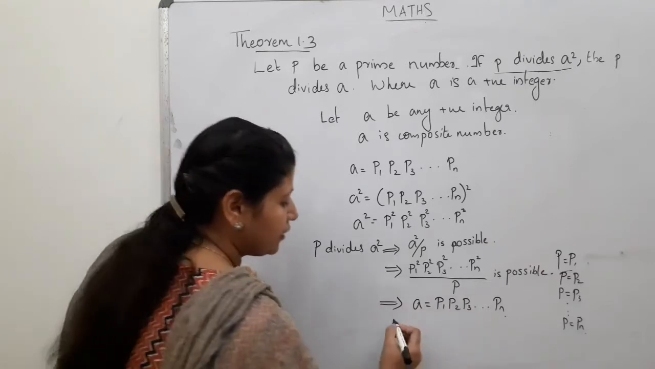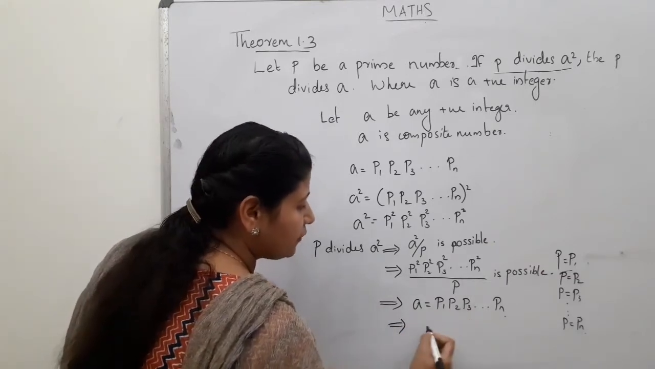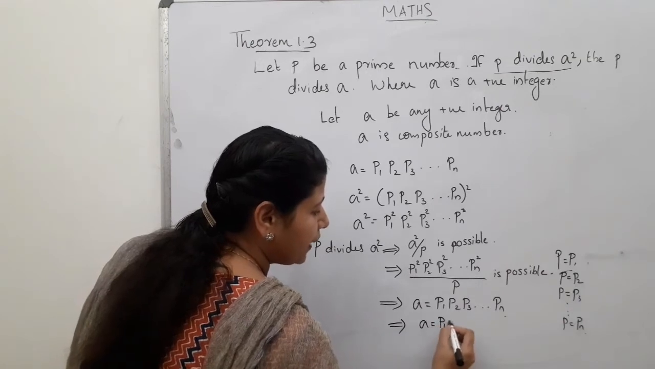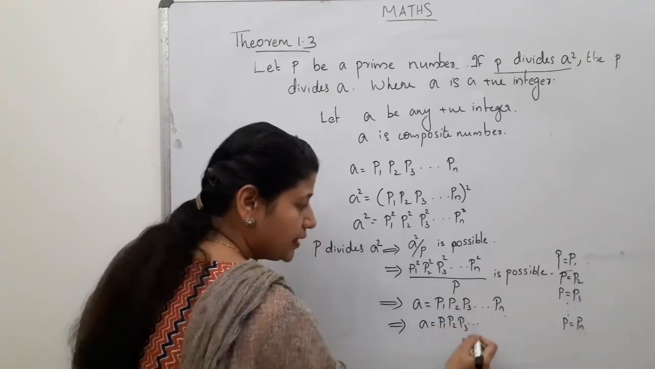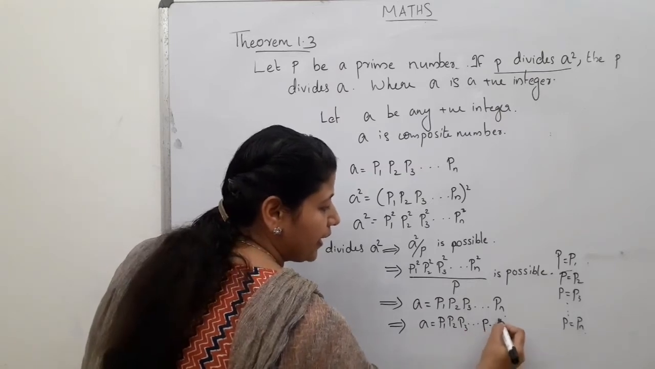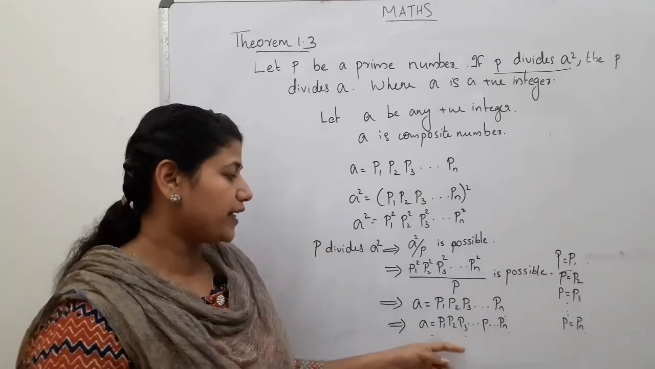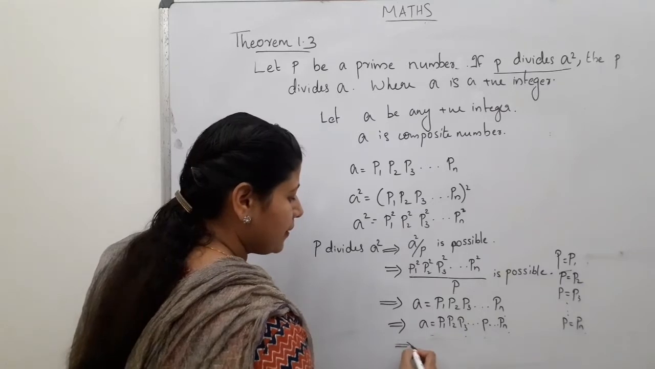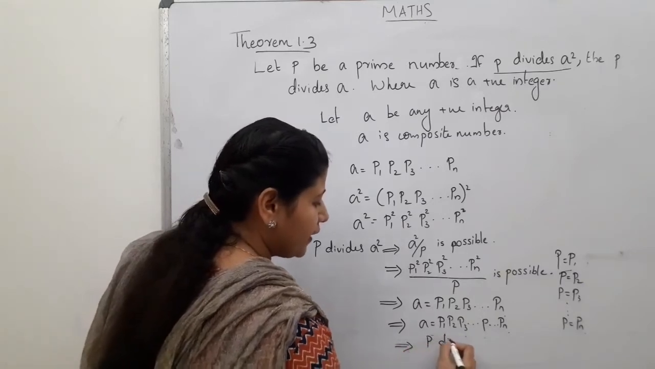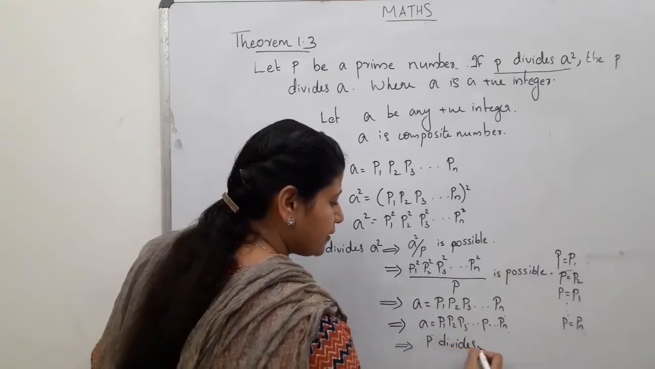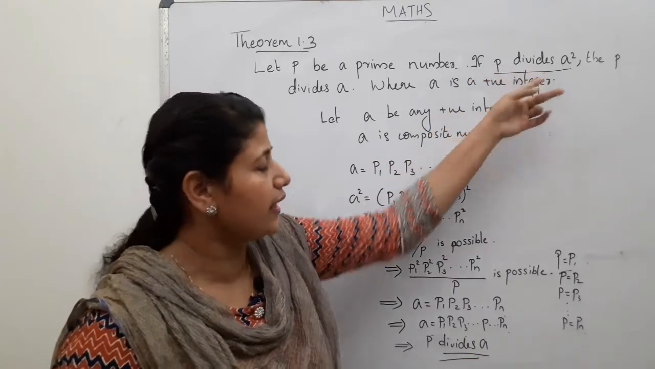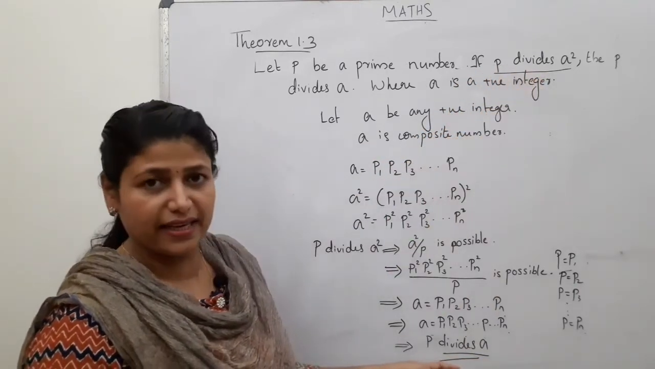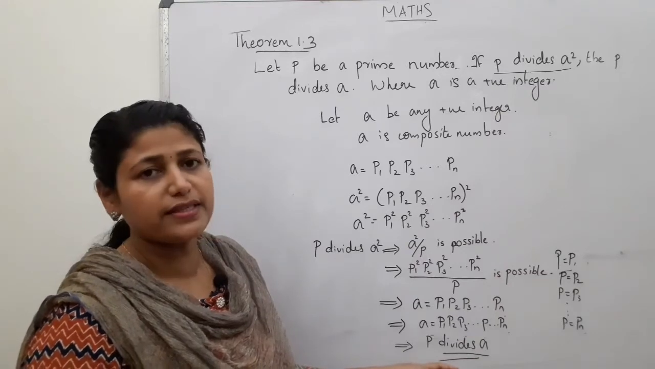So we can write, instead of A equal to P1, P2, P3, inside this we can use P also, and Pn. So we can write like this. P divides A. It is given that P divides A square, and we have concluded P divides A. This is the proof of this theorem.